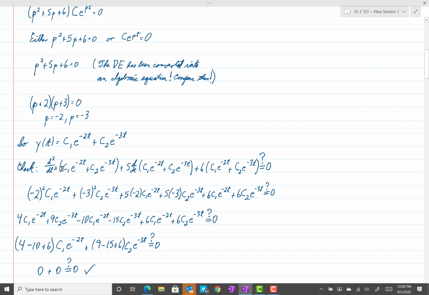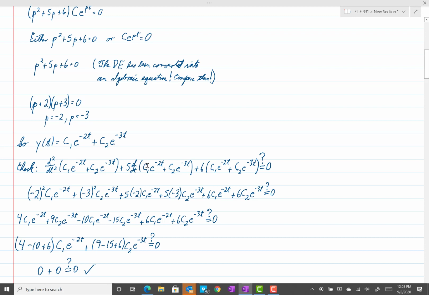When we take the second derivative of c1 e to the minus 2t, we take the first derivative and a negative 2 will come out front, and then we take the derivative again and another negative 2 will come out front. So we get negative 2 squared c1 e to the minus 2t. Similarly, when we differentiate this second term twice, we'll get a negative 3 popping out in the front twice. So we get negative 3 squared times c2 e to the minus 3t.